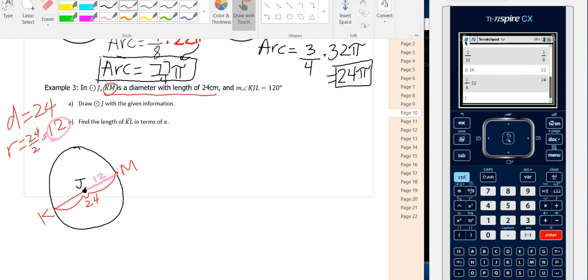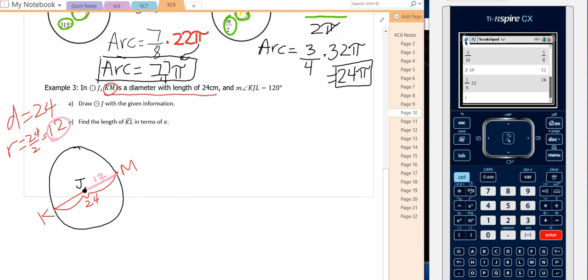Because now it's asking me to draw in another angle, KJL. So if I go to K, and then go to J, I need to draw L, and L is 120 degrees. Now, kind of just rough estimating here.